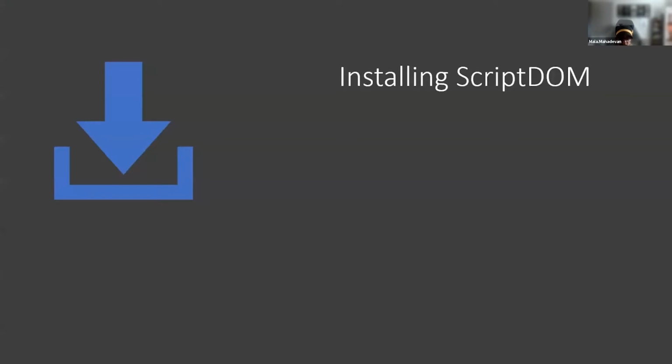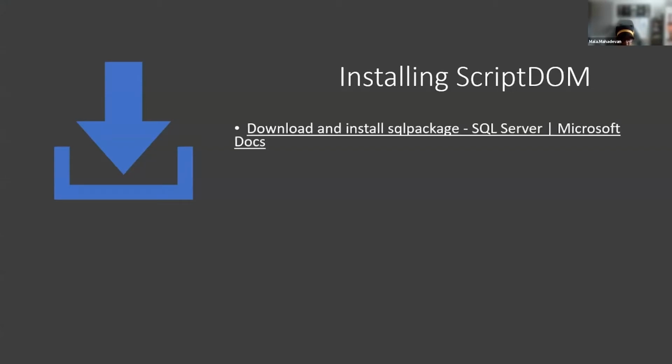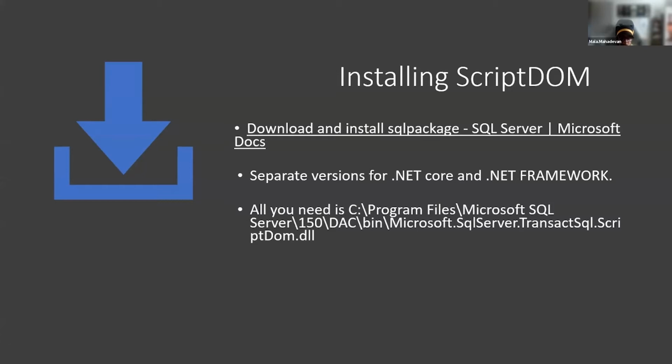And then installing ScriptDOM. Installing it is really easy. The link I have included here. If you search for the DACFX download on Google, you can find it very easily. So you just download and install that package. And there are separate versions for .NET Core and .NET Framework. What I'm going to be showing you is basically the version for .NET Framework. All you need for using this is this one library.